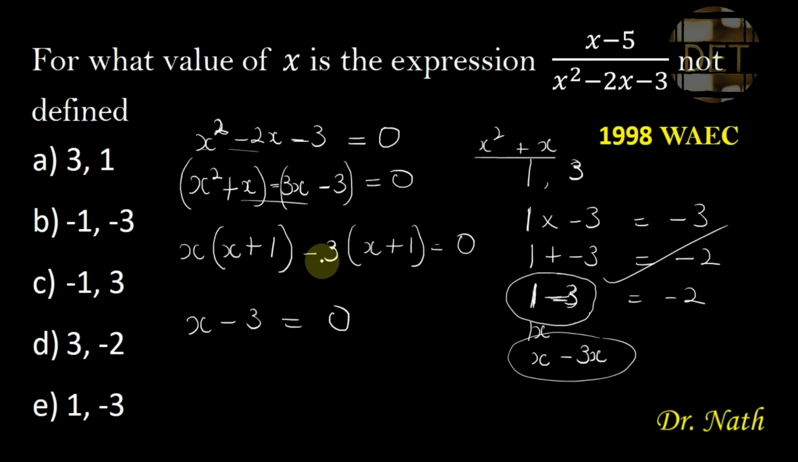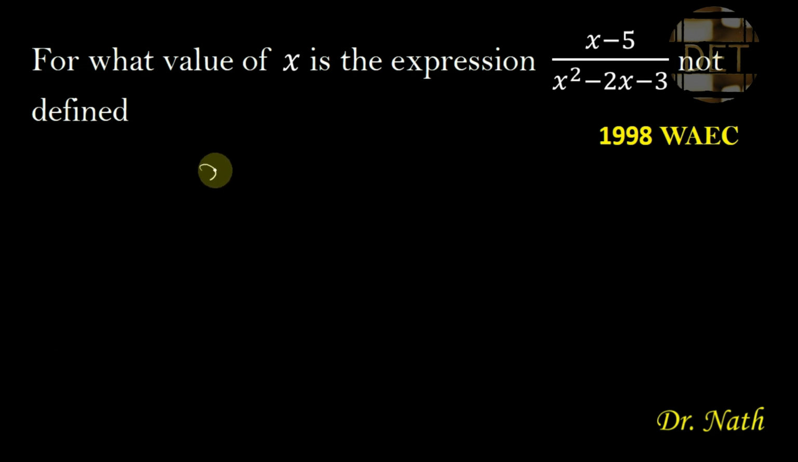That is this x minus 3 is equal to 0, or x plus 1 is equal to 0, which is this x plus 1 that is here. So x minus 3, which is what is outside the bracket, is equal to 0, or what is inside the bracket is equal to 0. So what we have is x minus 3 is equal to 0, or x plus 1 is equal to 0.